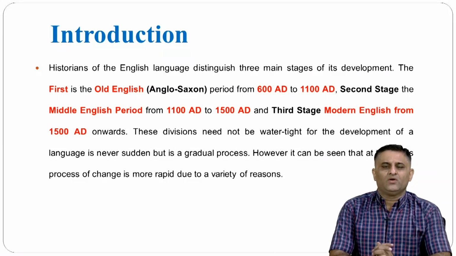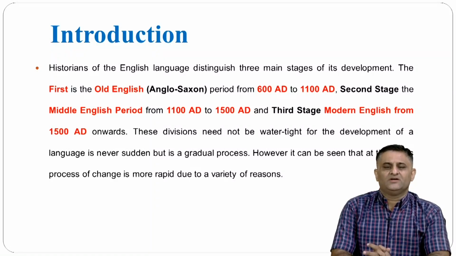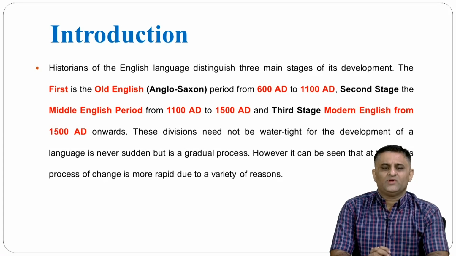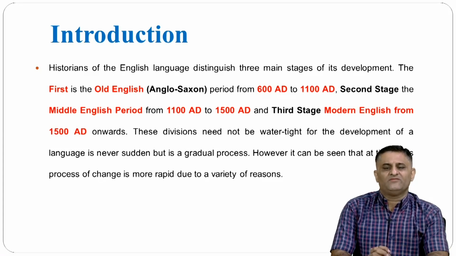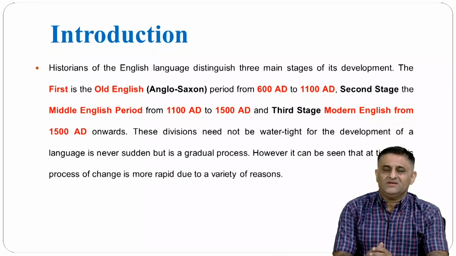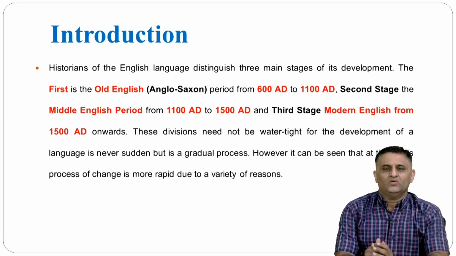This division need not be watertight, for the development of a language is never sudden, but a gradual process. However, it can be seen that the process of change is more rapid due to a variety of reasons. Dear students, in the first slide, we have information that the entire English language is divided into three different stages. Number one is called Old English.